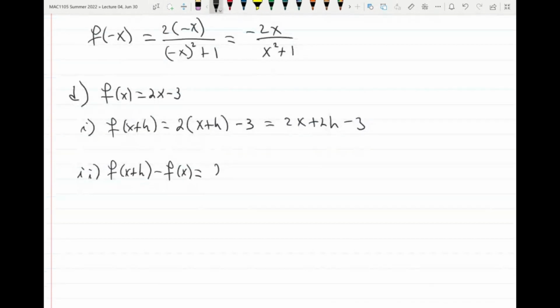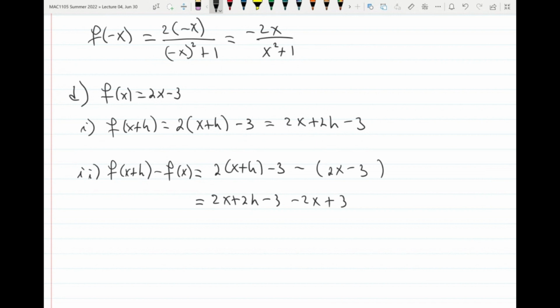Now for the next one, you do the same thing. So this part right here is f of x plus h, and then minus f of x. In other words, that's minus the function. Now because f of x is 2 terms, you need to put parentheses around it, because this negative is going to affect the sign of everything inside. And then evaluate. So 2x plus 2h minus 3 minus 2x plus 3. This cancels out, this cancels out, so you get 2h.